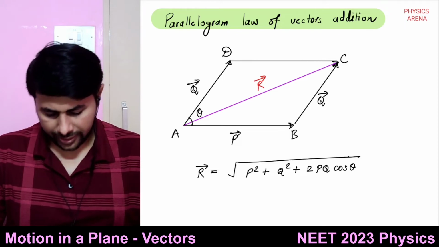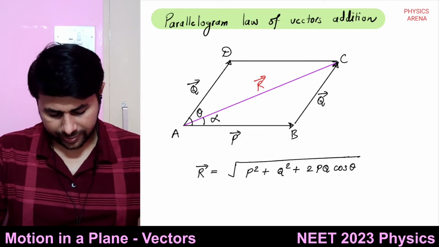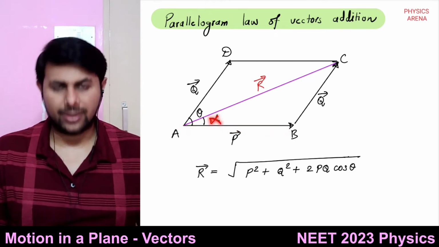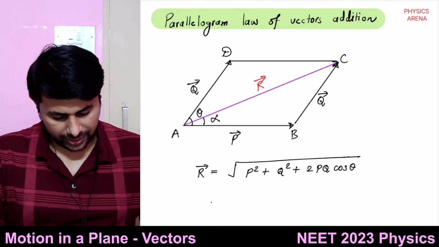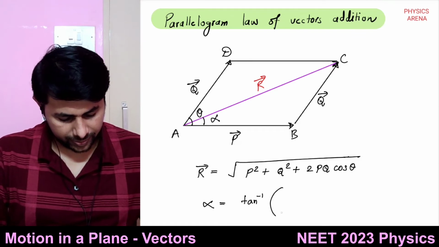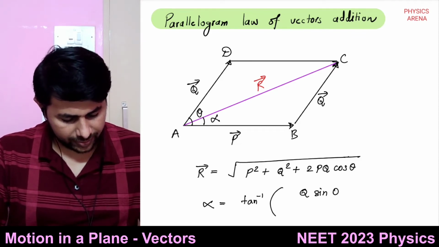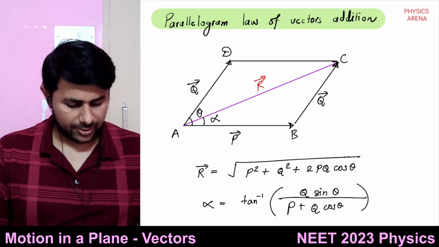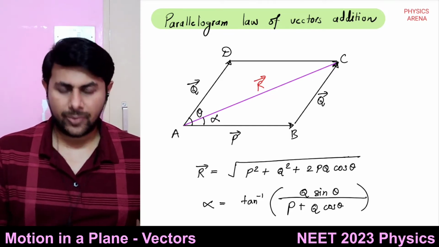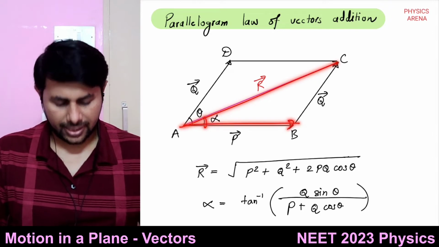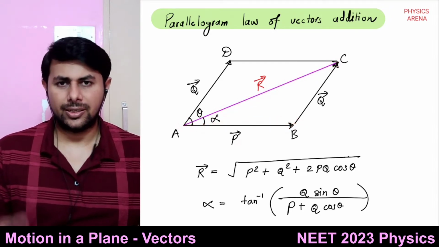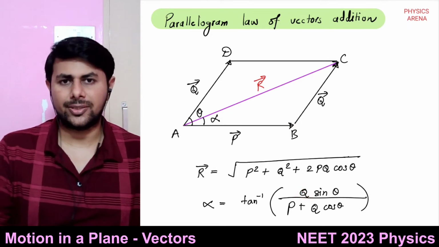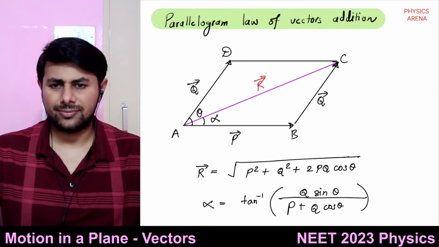Okay. And let's suppose the resultant makes an angle alpha with the first vector. Which one is first? Let's suppose p bar is first. So alpha is equal to tan inverse of q sine theta divided by p plus q cos theta. So alpha is the angle between the resultant and p bar. What is the value of alpha? It is tan inverse of q sine theta divided by p plus q cos theta. Is the formula clear?